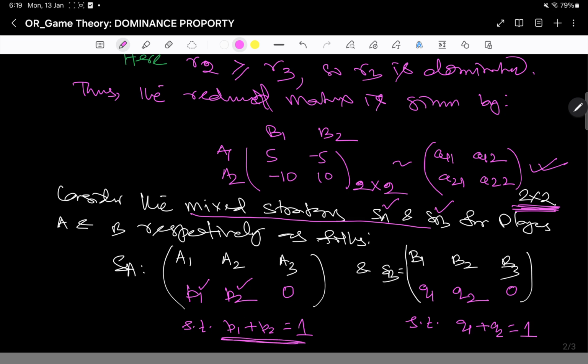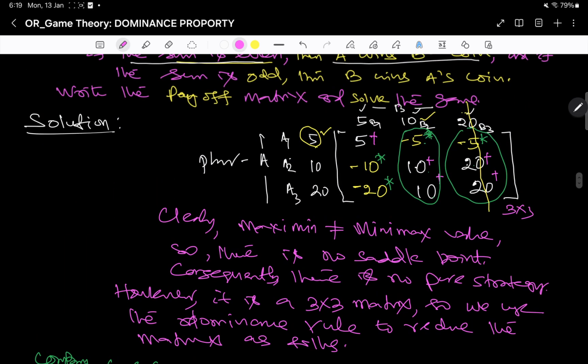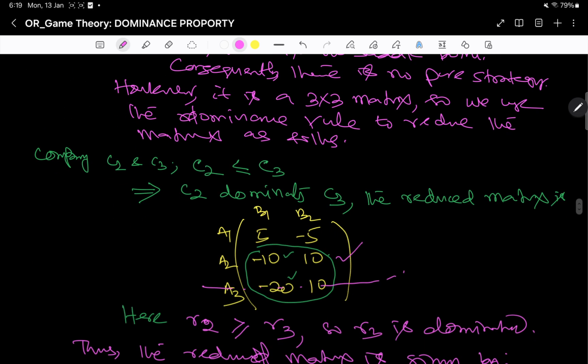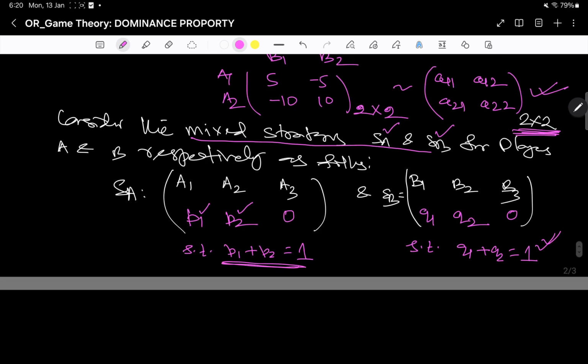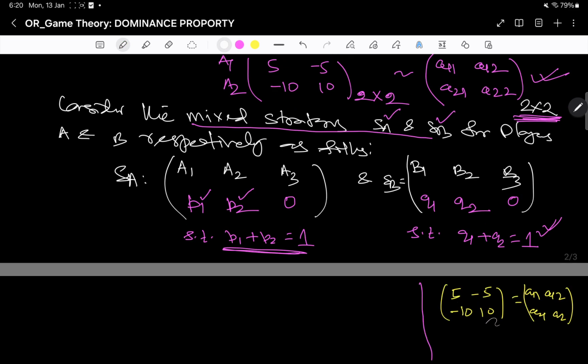Similarly, for SB, already here C3 is dominated. So we have column 1 and column 2, meaning B1 and B2, having probability Q1 and Q2 such that the sum of the probability is 1. So now we apply the formula. So now this is the 2 cross 2 matrix. I write it of this form.